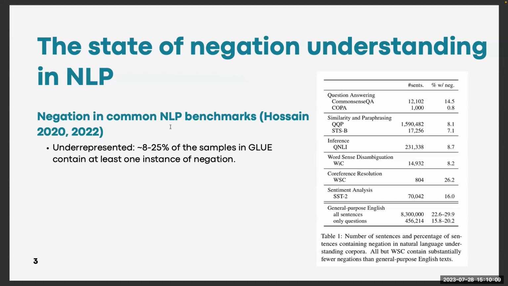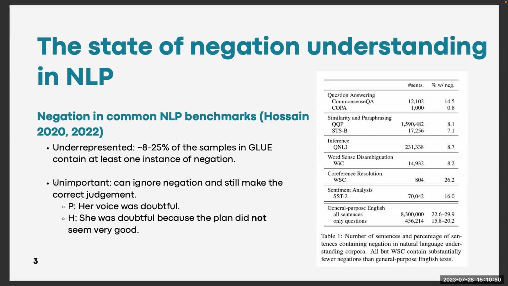First of all, people have been looking at common NLP benchmarks like GLUE or SuperGLUE, and they try to find what kind of negation is in those benchmarks. The first finding is that negation is underrepresented in those benchmarks. Here you can see it varies from below 1% to 25%, while in general English, the percentage of negation is around 30%. So we can say they are underrepresented in those benchmarks.